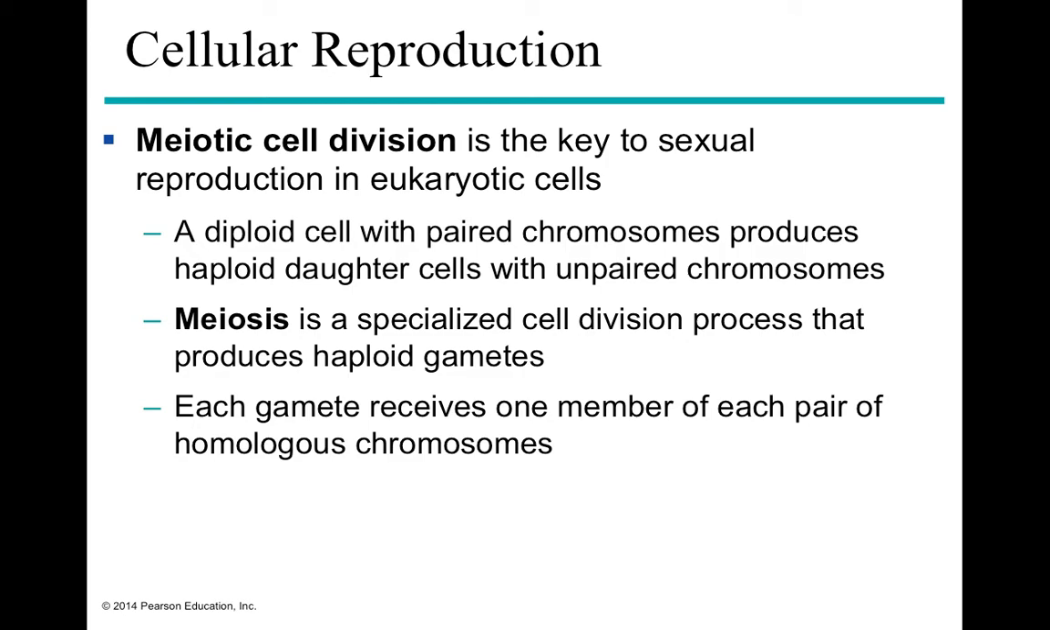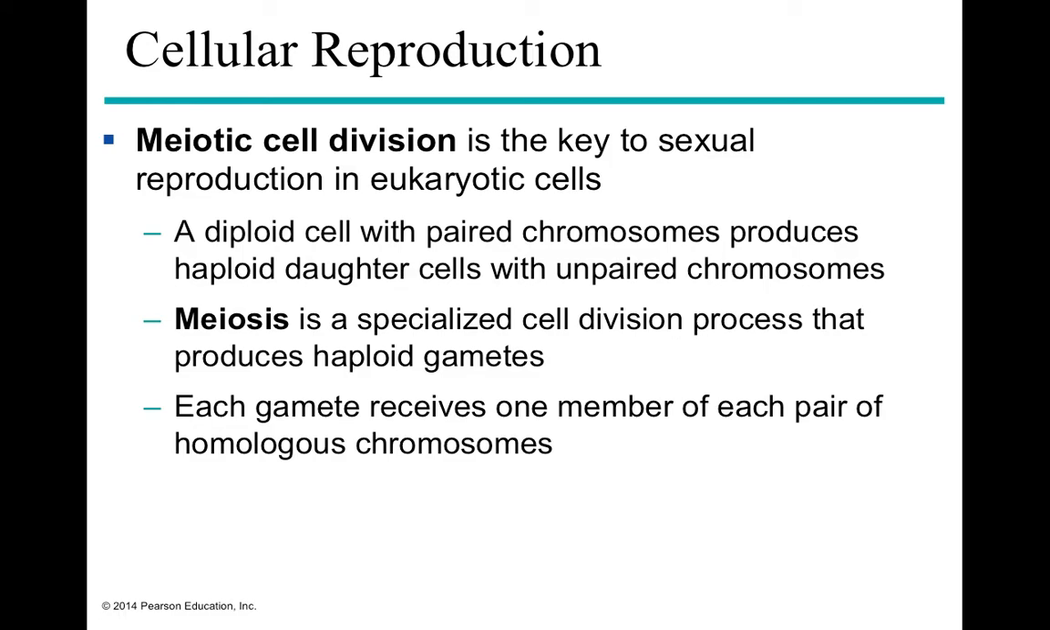Okay, so we just talked about mitosis. So now let's talk about meiosis for a second. So meiotic cell division is basically sexual reproduction. And meiosis is a specialized cell division that creates haploid gametes. So what's haploid, right? We just talked about haploid and diploid. Diploid meaning that we have 2N, haploid meaning that we have N. So for humans, diploid would be 46 and haploid would be 23.